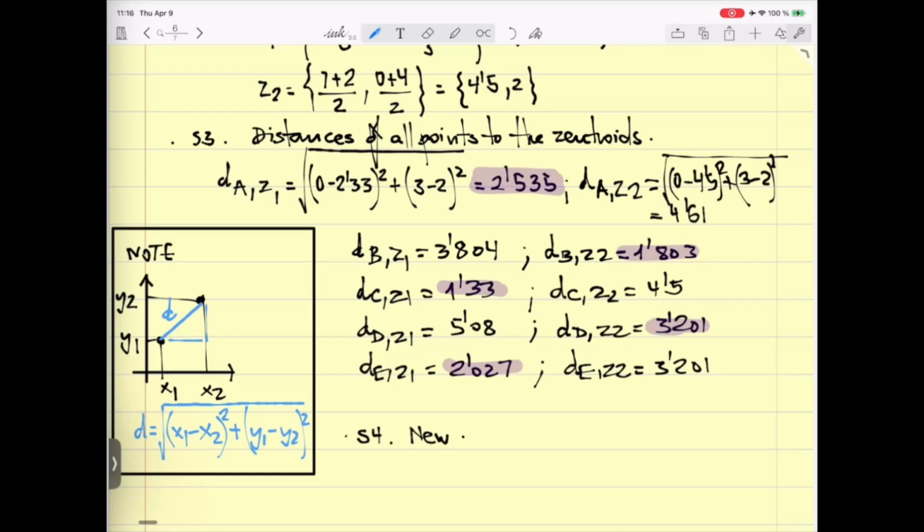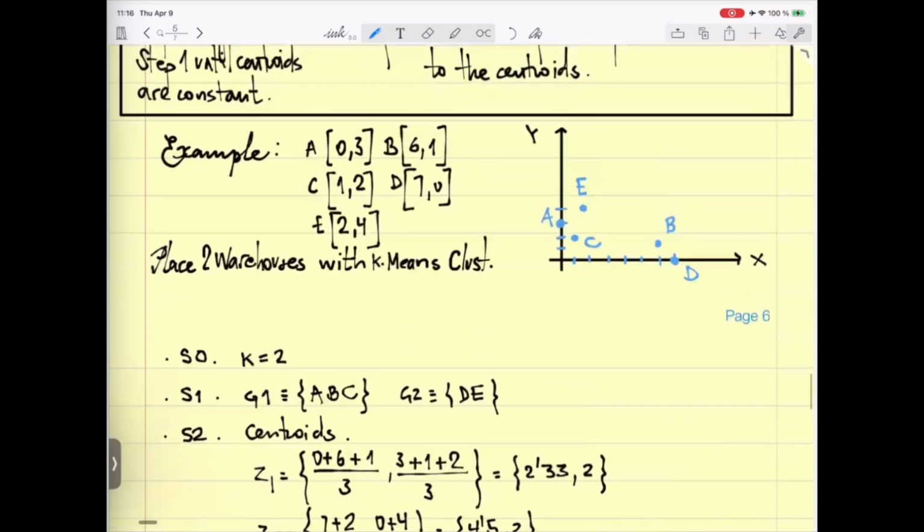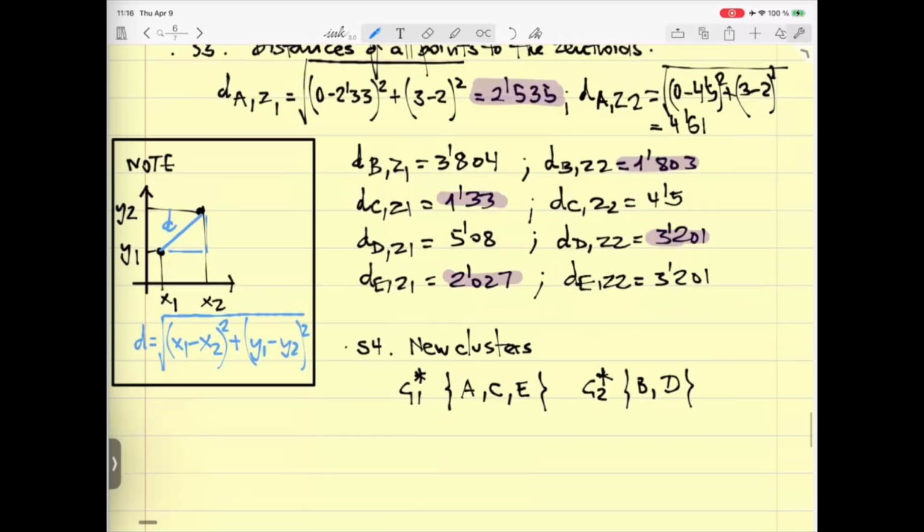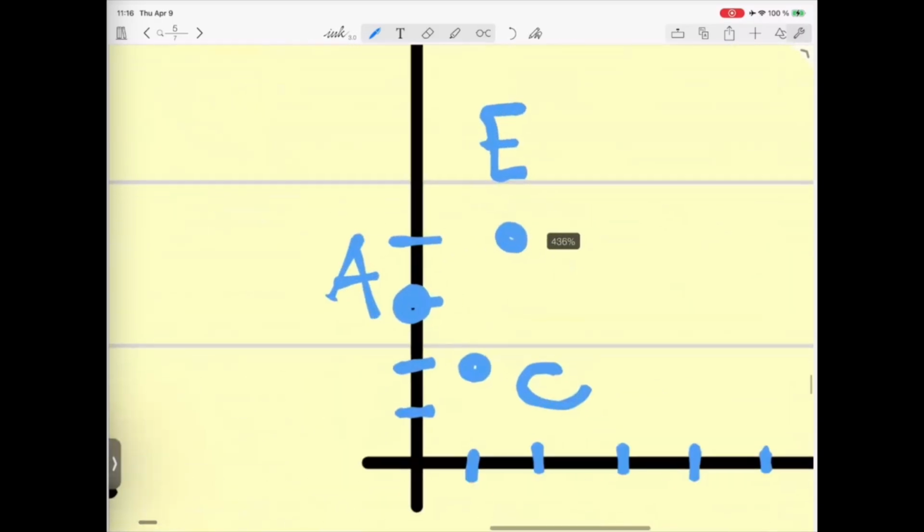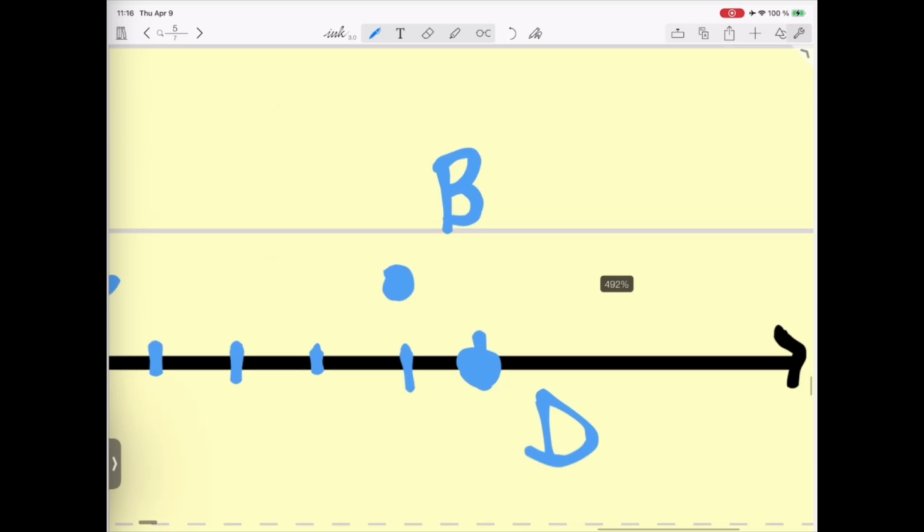Say new clusters. So the first group has changed. Now we have A, C, and E, because they have the smallest distances to the first group, and the second group is B and D, which is basically the intuition we had at first. You see here A, C, and E are together, and B and D are together, right?